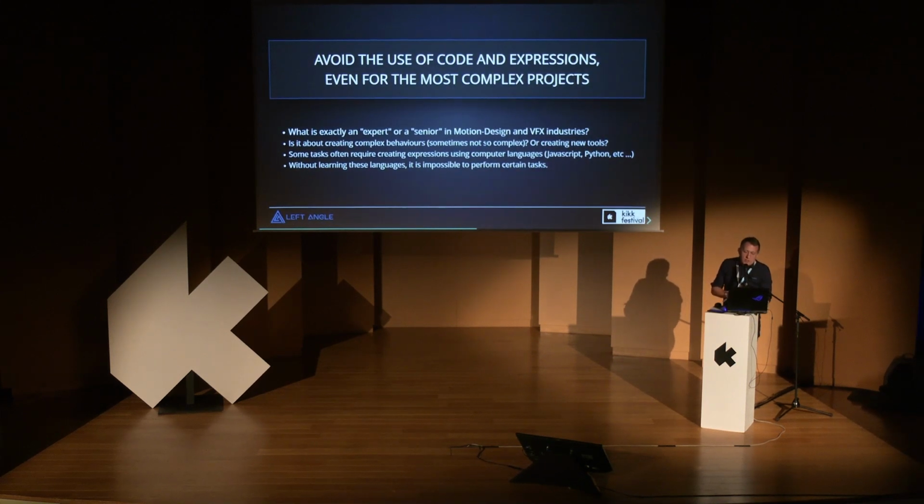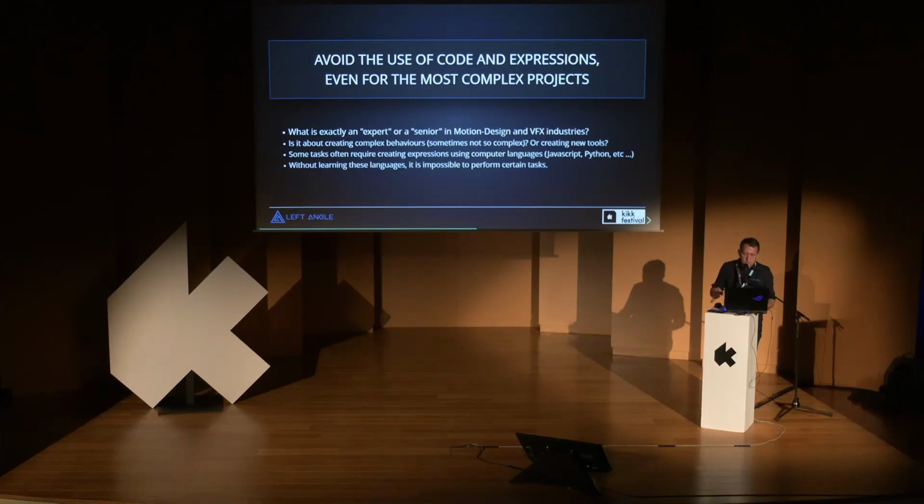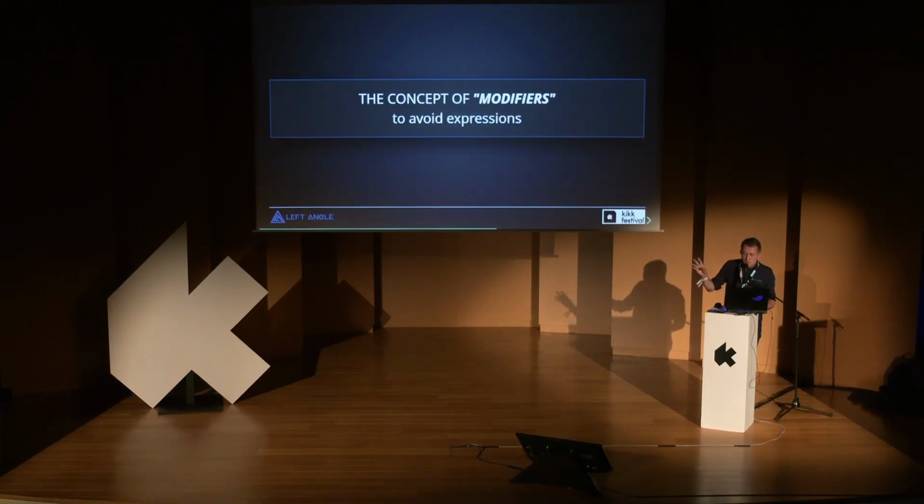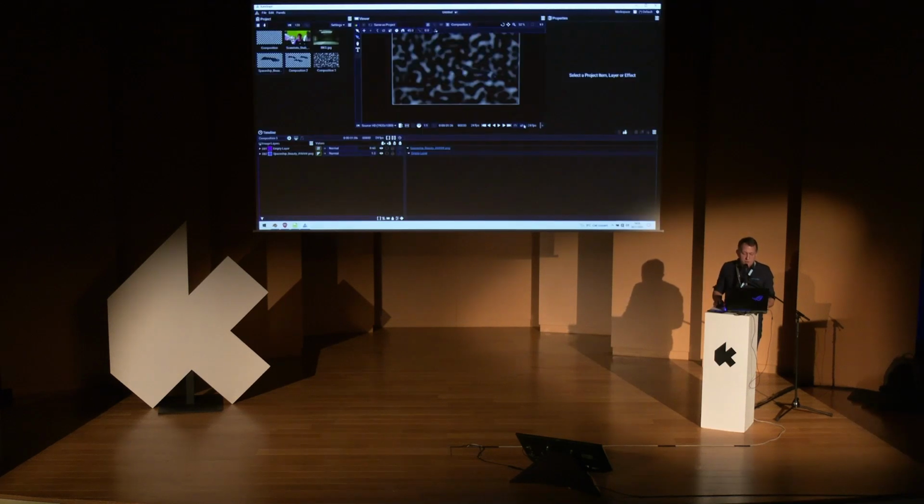So, the goal of this kind of generator and something called modifier, I'm going to talk about that, is to avoid the use of code and expression. A lot of After Effects users are considered experts when they know how to code expressions using JavaScript, but we think it should not be mandatory to know how to code to create complex projects. So another thing we introduced into Autograph is the concept of modifier.